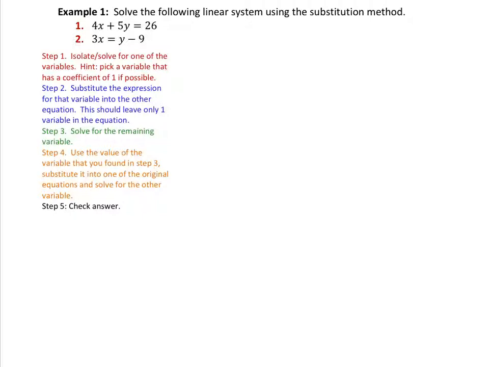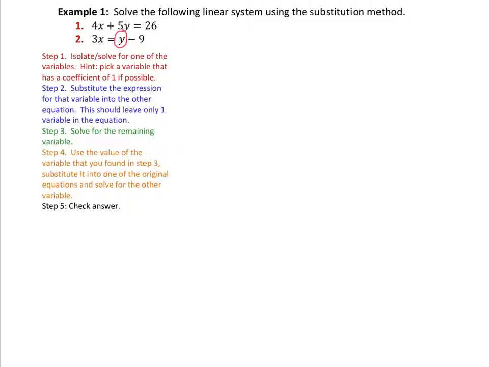The first thing we need to do is pick one of the variables to isolate. If we look at all of the variables, we have 4x, 5y, 3x, and just y. We can choose any one of those 4 to isolate, but we want to try to pick the variable that has a coefficient of 1 because it will be the easiest to isolate. So if we pick this y value that just has one y, we will isolate that.